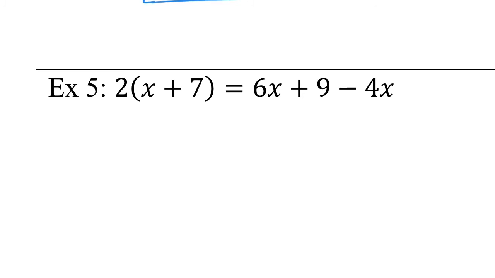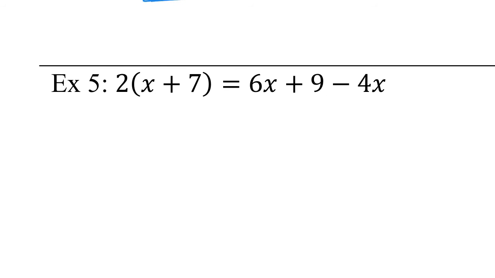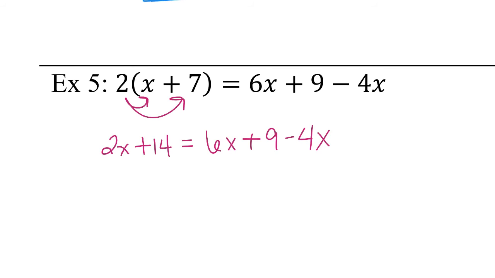Example 5. So again, I see parentheses, so I need to distribute to get rid of them. So 2 times x makes 2x. 2 times 7 makes 14. The right-hand side is just going to follow us along since there were no parentheses over there. Step 2 is combine what you can. So on the left, 2x and 14 do not have any like terms, so they just drop. 6x and negative 4x are like terms, so 6 minus 4 makes 2, plus 9.